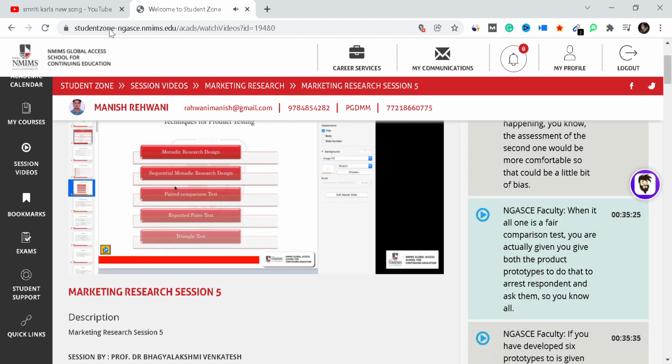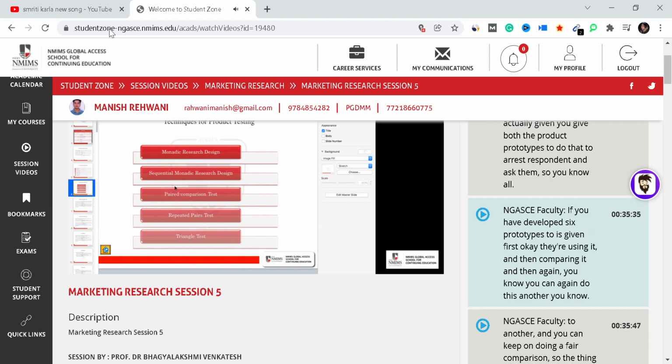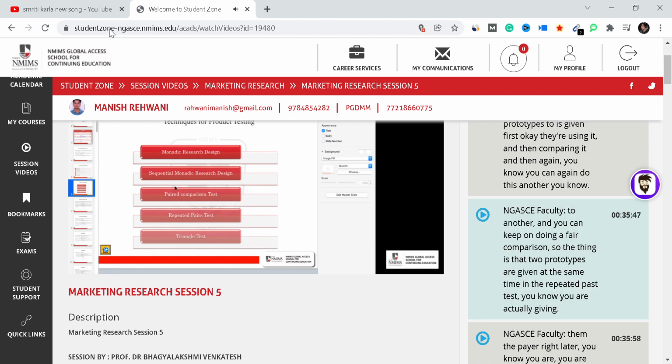Then the third one is a paired comparison test. You give both the prototypes together to a respondent and ask them. So if you have developed 6 prototypes, 2 are given first, they use them and compare them. And then you can do this again with another 2 and another 2. You can keep on doing the paired comparison test. The only thing is that 2 prototypes are given at the same time.